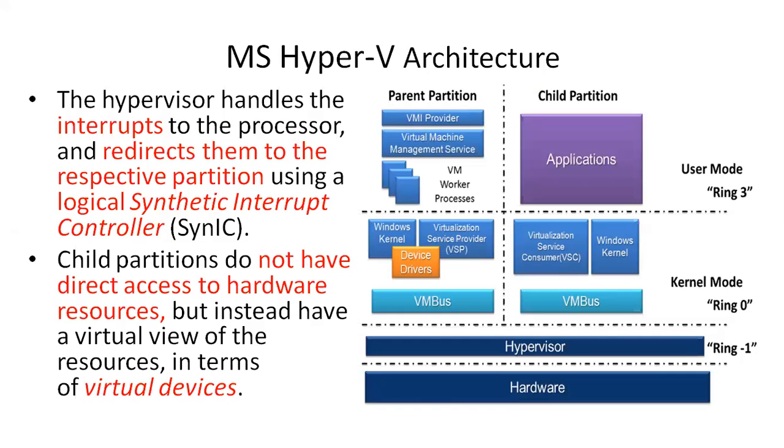Coming to the hypervisor, what is its work? The hypervisor handles the interrupts to the processor, whatever interrupts exist. What is an interrupt? An interrupt is something which stops the execution of a program. When you are writing any program, you get some interrupts. In 8085 and 8086 microprocessor programming, you have different interrupts. The main aim of an interrupt is to stop the execution.